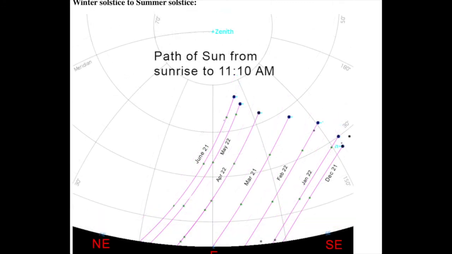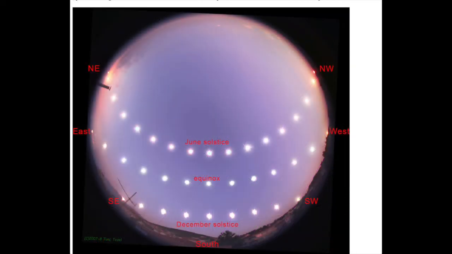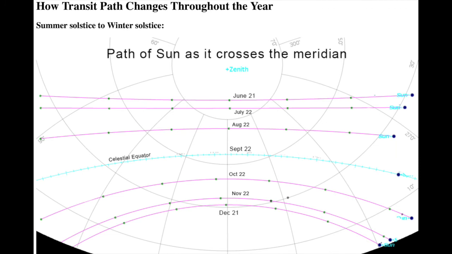The next picture shows the sunrise positions for the next 6 months, that is, throughout the winter and spring. Further down on the slide is the all-sky view showing the long, high path for the June solstice, the middle path for the equinox when the sun is right on the celestial equator, and the short, low path for the December solstice.